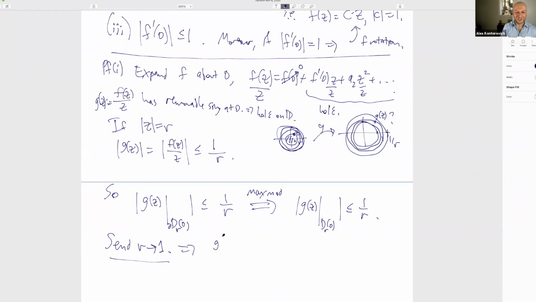So that means G of Z on the entire disk is at most 1. Does everybody see that? If you're on a disk of radius R, your image is bounded by a disk of radius 1 over R. But not just on the disk, inside the disk, you're bounded by 1 over R by the maximum modulus principle.